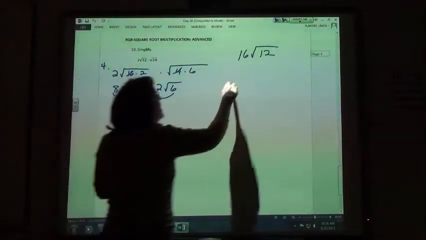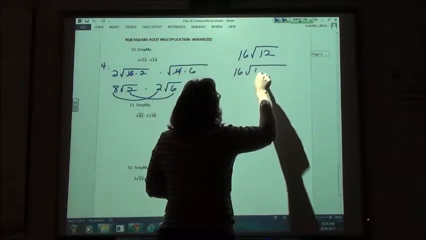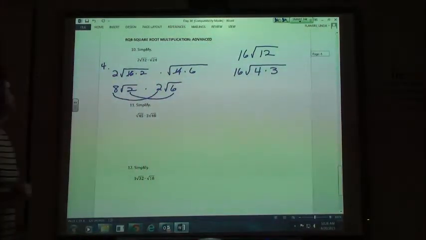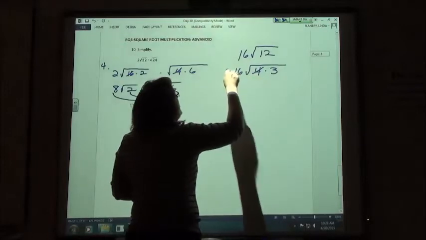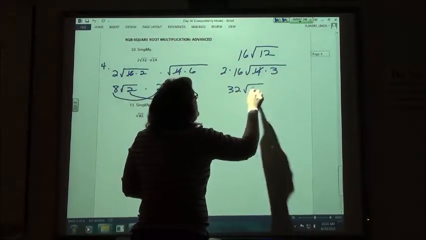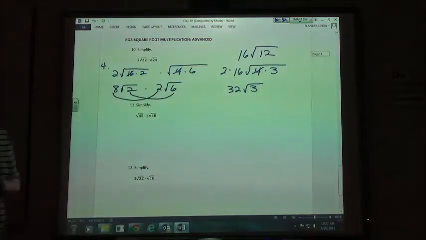Now at this point, I could be done, but I might be able to simplify it more. So I have to think about that 12. Does 12 have any factors that are perfect squares? Can I simplify that farther? It does. How can I factor 12? 4 and 3. So I make it 16 times the square root of 4 times 3. The square root of 4 is 2. 2 times 16 is 32. So I get 32 square root of 3.